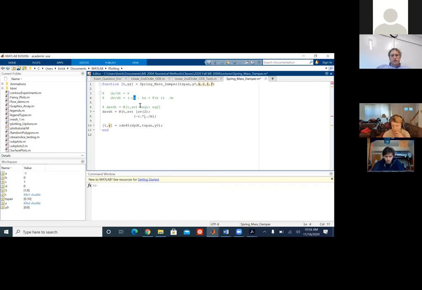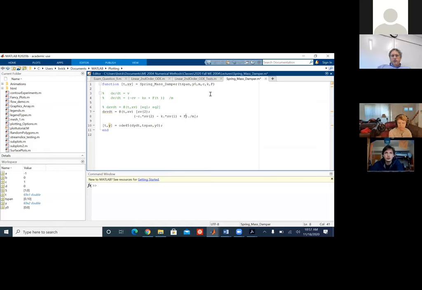So what's V? It's that thing. Minus K times, what's X? Isn't it the first thing in the XV vector? X is the first thing, V is the second thing. It's the first thing. That means first thing, yeah. Plus F.